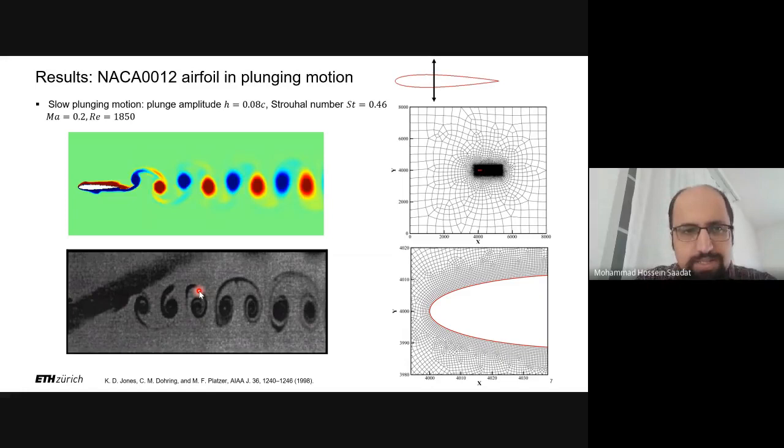The first test case that we considered for validation of our solver is the flow over a NACA airfoil in plunging motion. In this test case, the airfoil is moving up and down. The Mach number of the incoming flow is 0.2, the Reynolds number is around 1800, the amplitude of the plunging motion is 8% of the chord, and the Strouhal number is 0.46. Here on the right, you can see the unstructured mesh that we have used for this simulation, and on the left, you see the vortex pattern in comparison with the experimental result. You see that here we have a symmetric vortex pattern, which is very similar to the experiment.